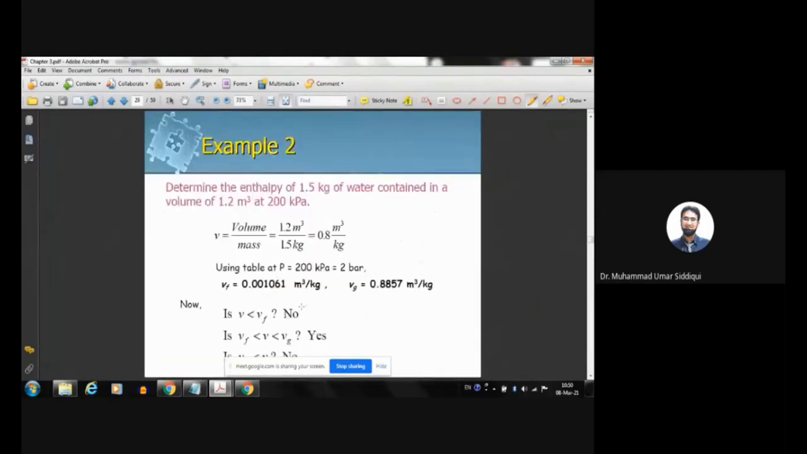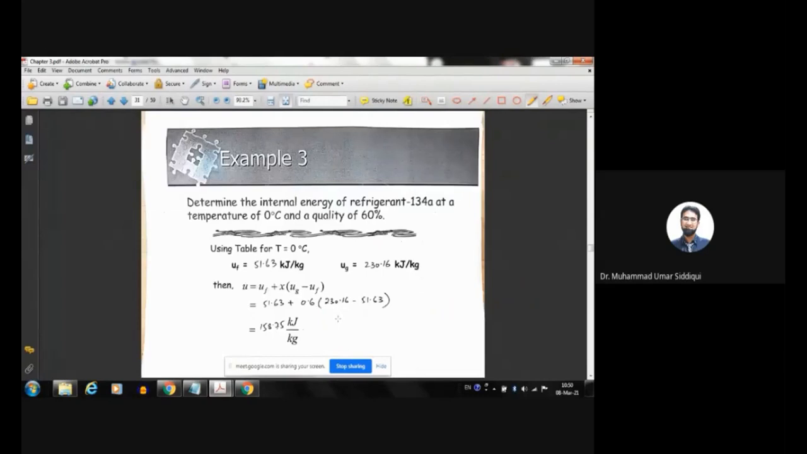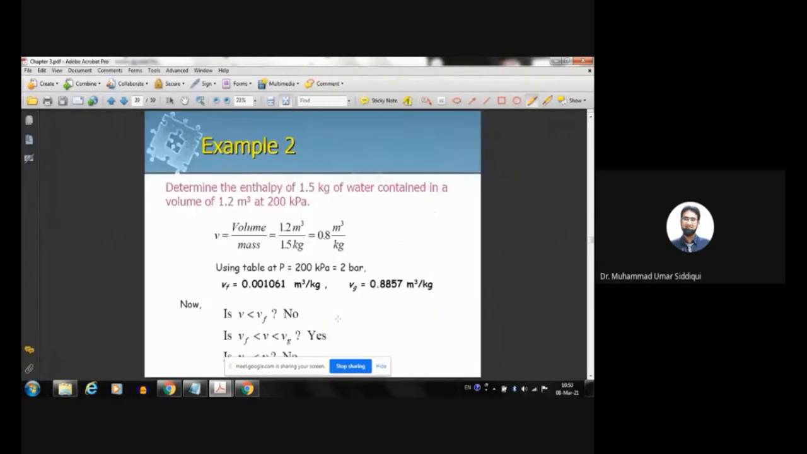Okay, so let's see this example 2, and inshallah this example 2 will be the last example we are going to cover today. Determine the enthalpy. So what do we want to find? Enthalpy means H. Determine the enthalpy of 1.5 kg of water. This is the mass of water contained in a volume of 1.2 meter cube at 200 kilopascal.